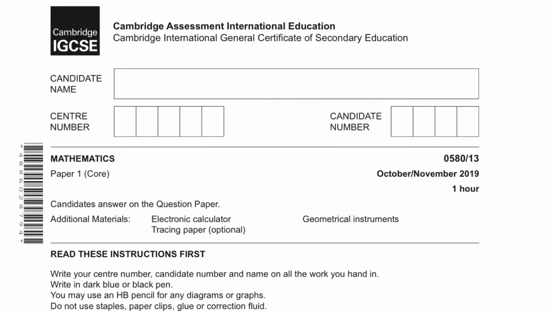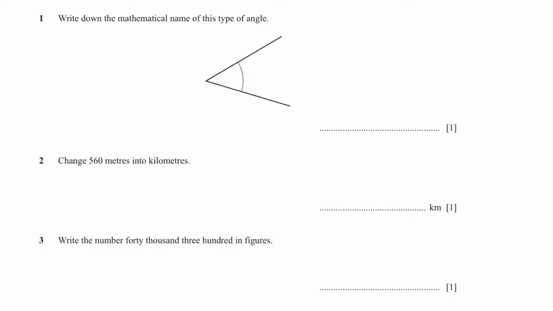Let's start. Today we are going to solve Cambridge IGCSE Mathematics Paper 1 Core, Variant 1-3, October-November 2019. The first question, write down the mathematical name of this type of angle. This is an acute angle. If it is less than 90, acute angle. If it is 90 degrees like this, it is a right angle. And if it is more than 90, it is obtuse.